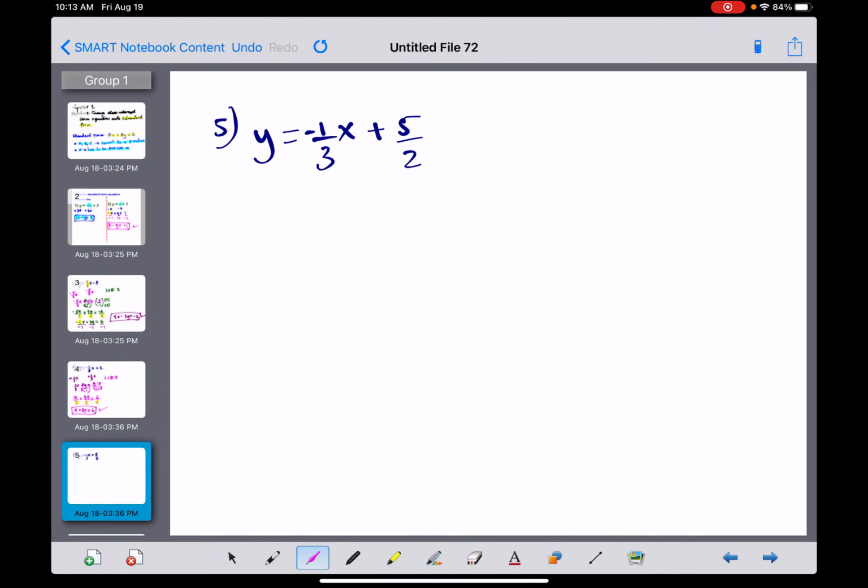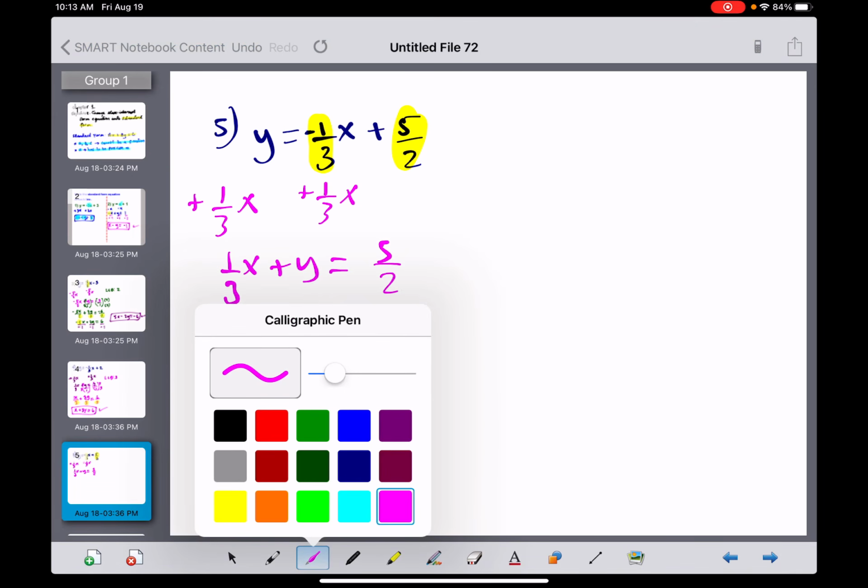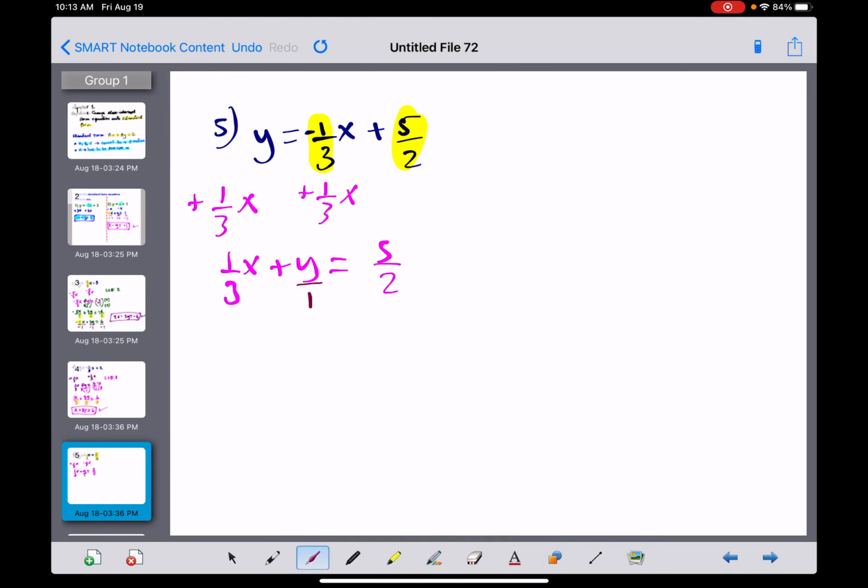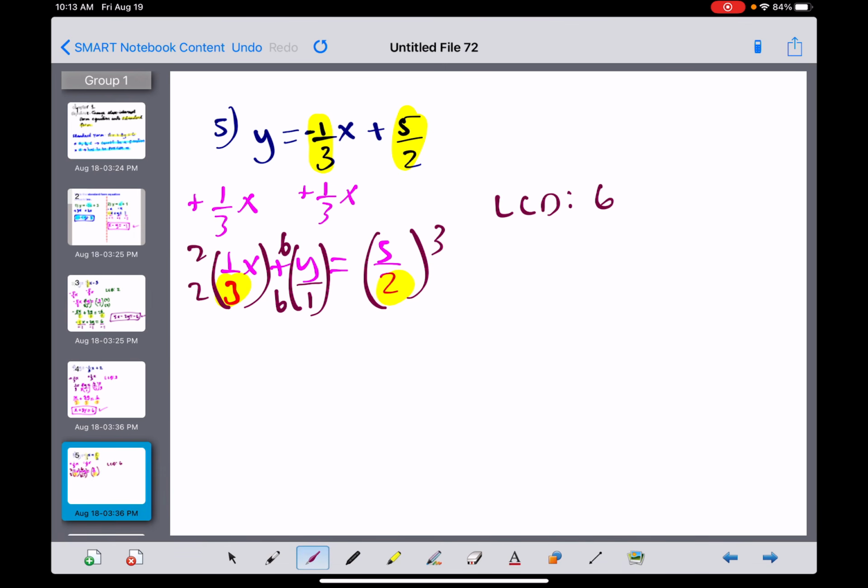In number 5, notice we have 2 fractions now and not 1. We're going to do the problem the same way. We're going to move the 1/3 x to the other side, so we add 1/3 x. Then we get 1/3 x plus y equals 5 over 2. Now making everything into a fraction, put the y over 1. But this time for our LCD, we have 2 numbers to deal with, a 2 and a 3. They have 6 in common. So here we're going to multiply by 2 top and bottom. Here we multiply by 6 and 6. And here we multiply by 3 and 3.